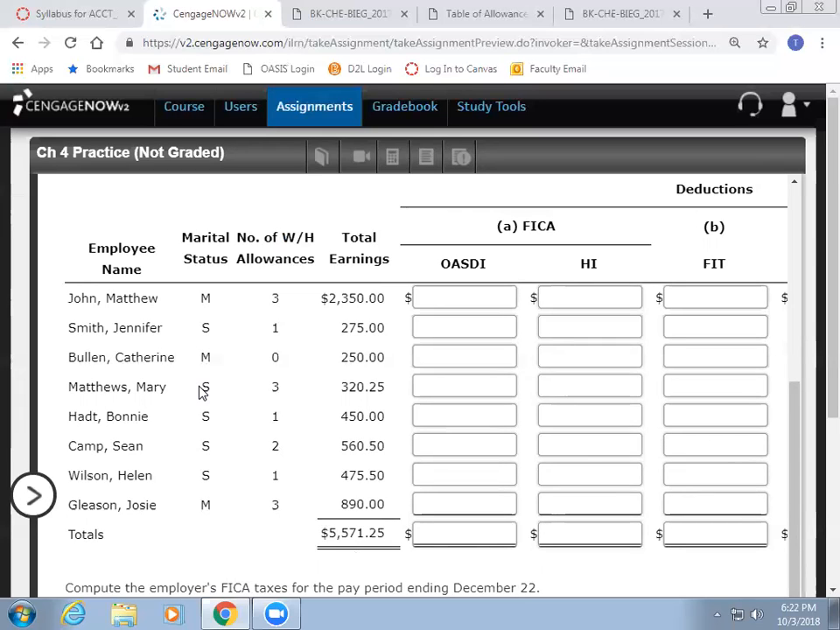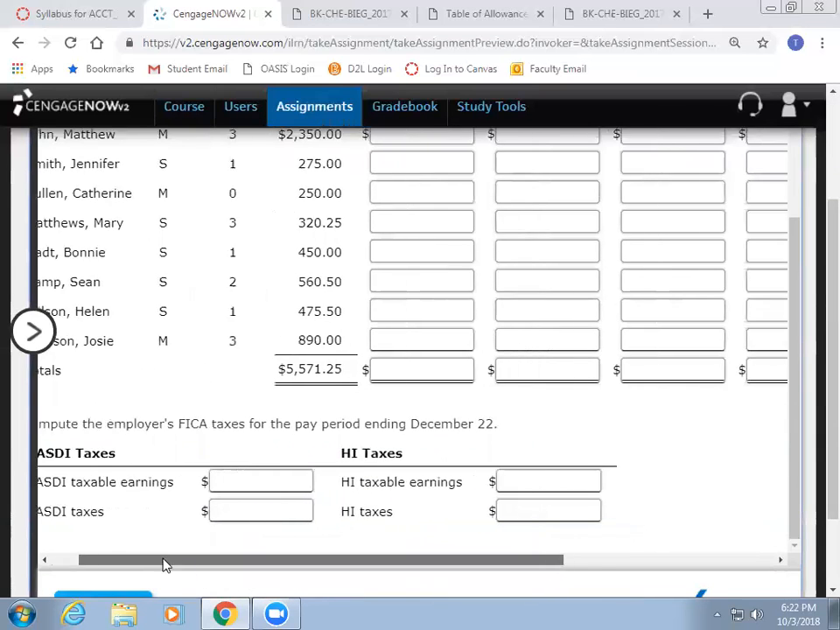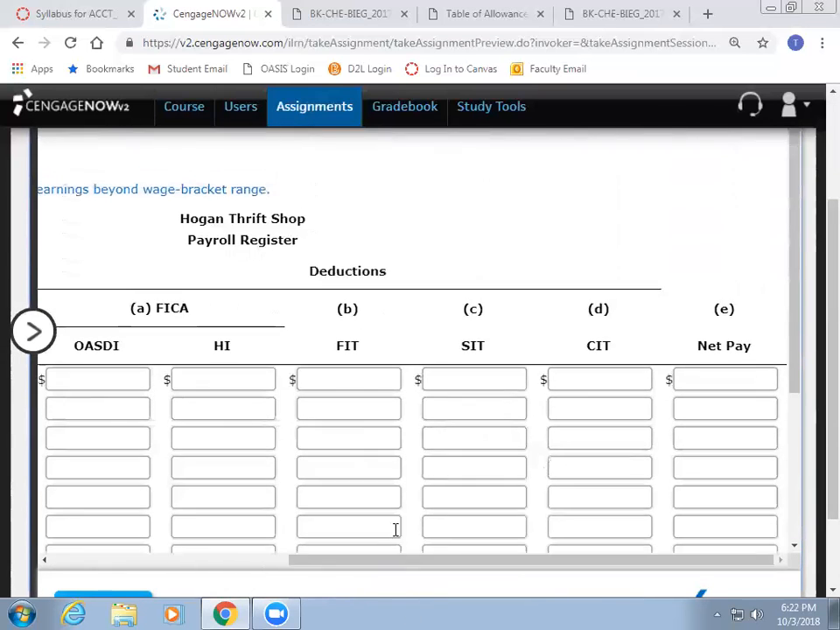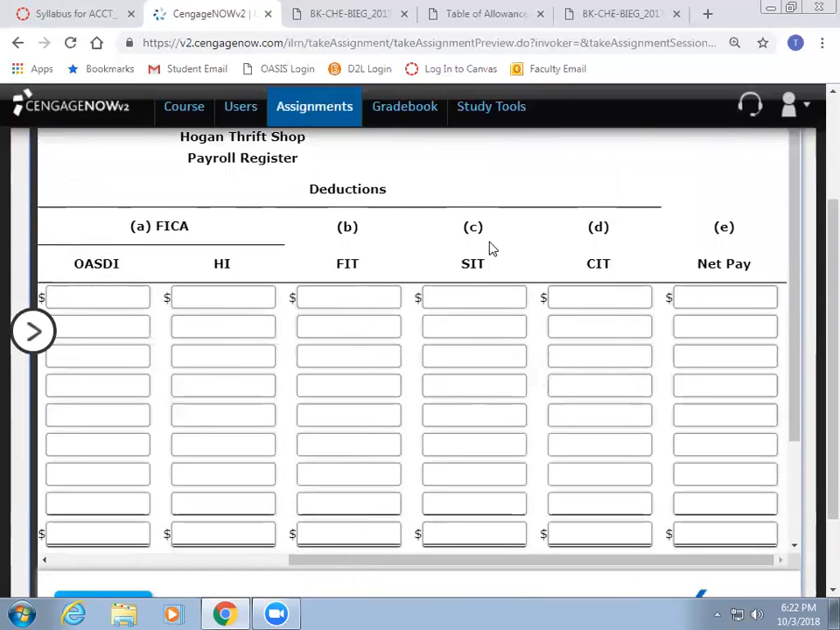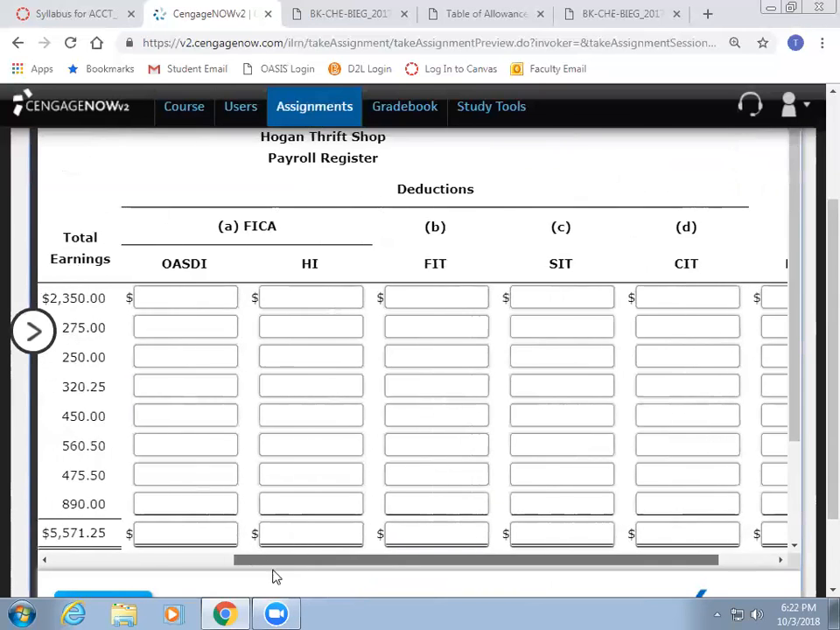So on the first one, we have Matthew John. He's actually our trickiest employee. He's married with 3 allowances, but his total weekly earnings are $2,350. They want us to calculate FICA taxes, both OASDI and HI. They also want us to calculate, if I scroll out to the right, the FIT, which is the federal income tax, SIT, state, and CIT, city. That doesn't really work when you say it out loud, does it? So state and city income tax, and then the net pay, okay? So again, it's a lot of calculating.